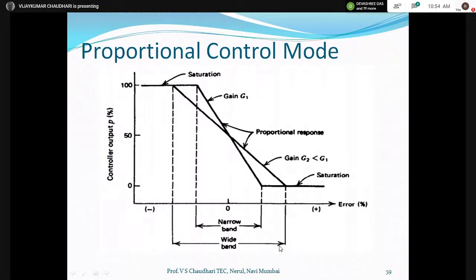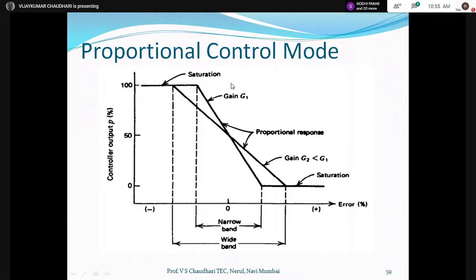Outside this range, what will happen? The output is saturated, right? 0% and 100%. What are the extreme cases? If we keep infinite gain: this is smaller gain, this is larger gain. Again, if I increase the slope, it will be higher. And what is the maximum slope? Infinite. A vertical line will have infinite slope.